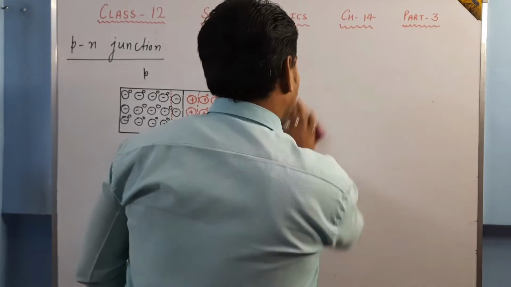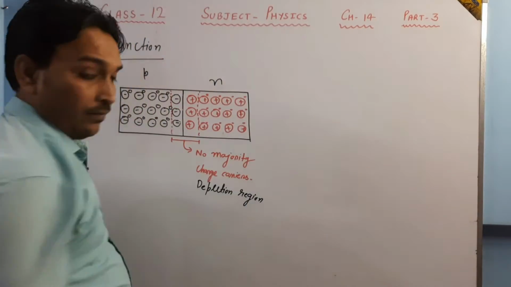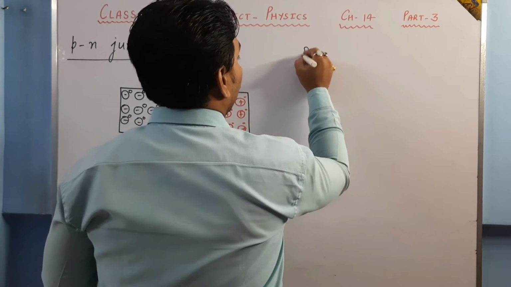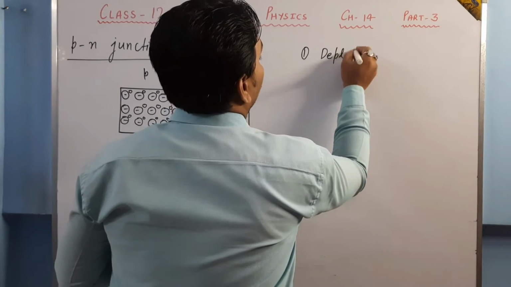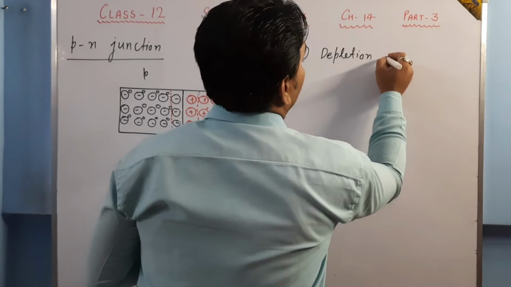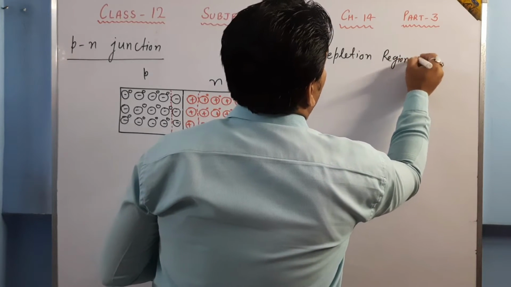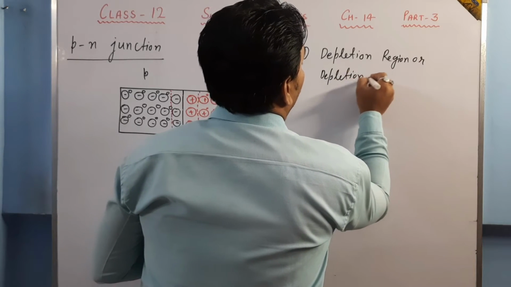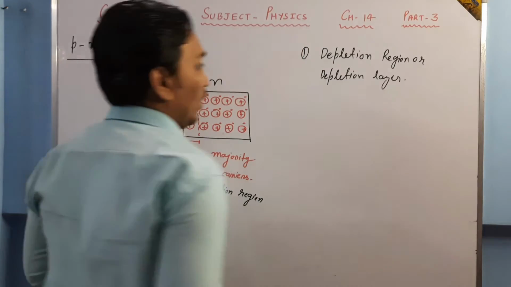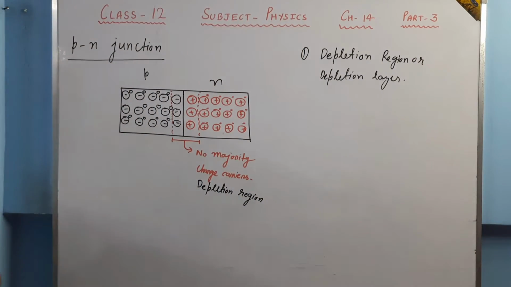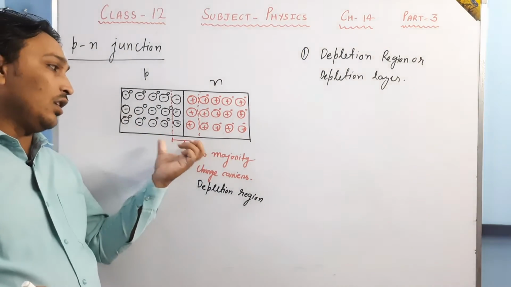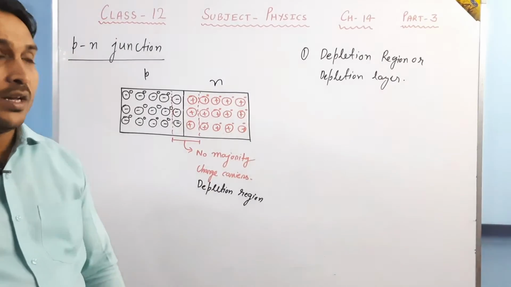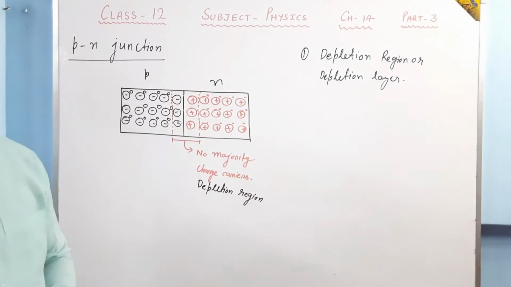Let me write the important definitions over here. I am not going to write everything, I have already sent the notes, I am just writing the points. The very first thing we need to understand is the depletion region or depletion layer. What is that? The layer or the region nearby the junction where no majority charge carriers are there is called the depletion region or depletion layer.